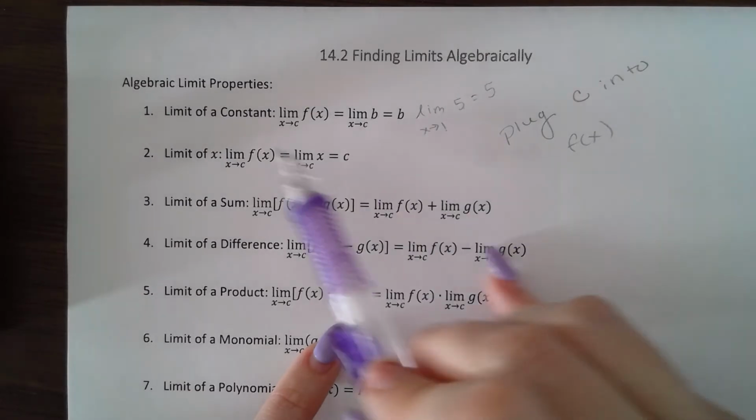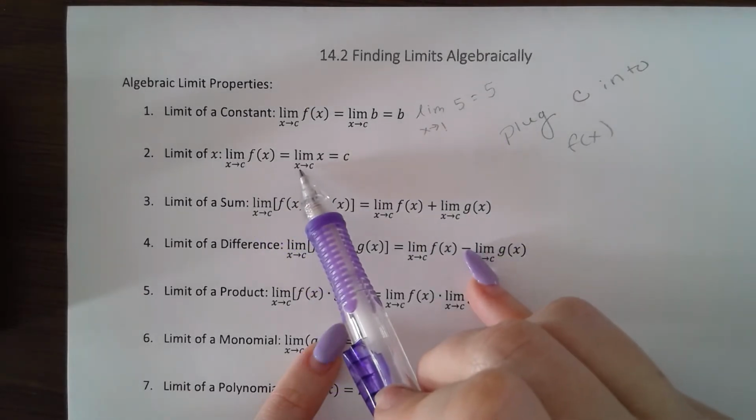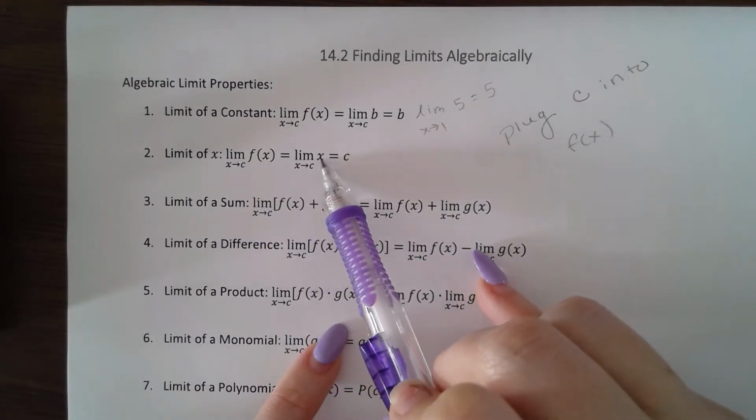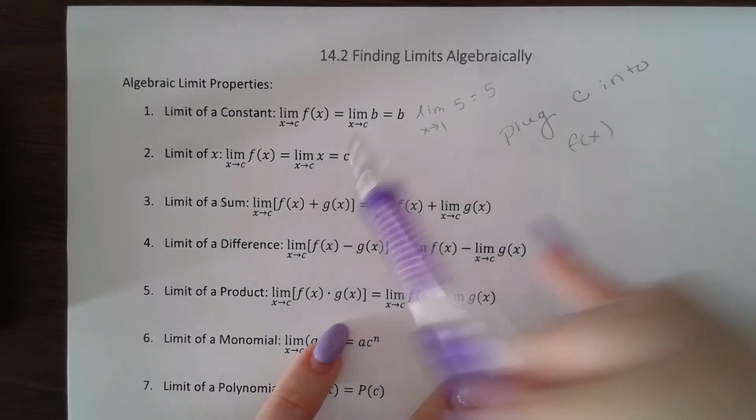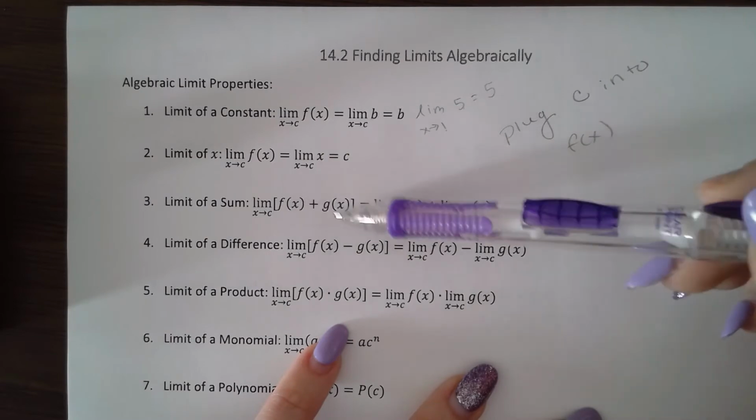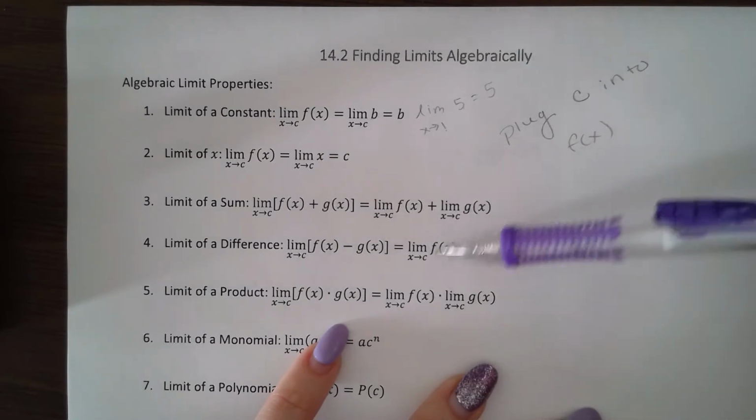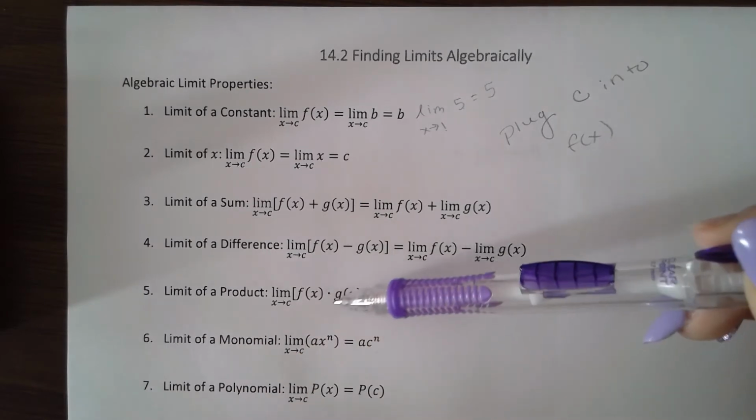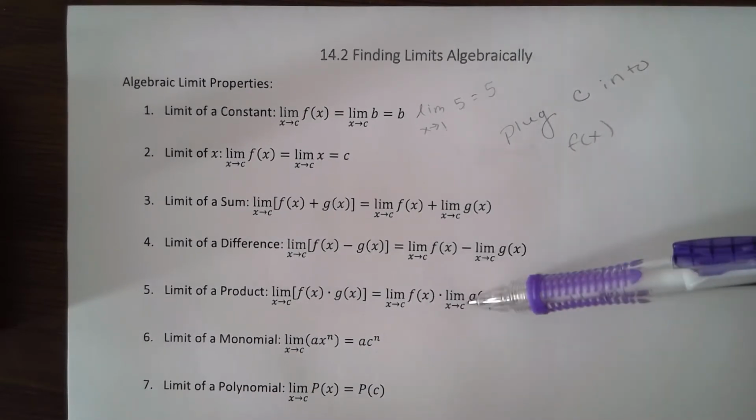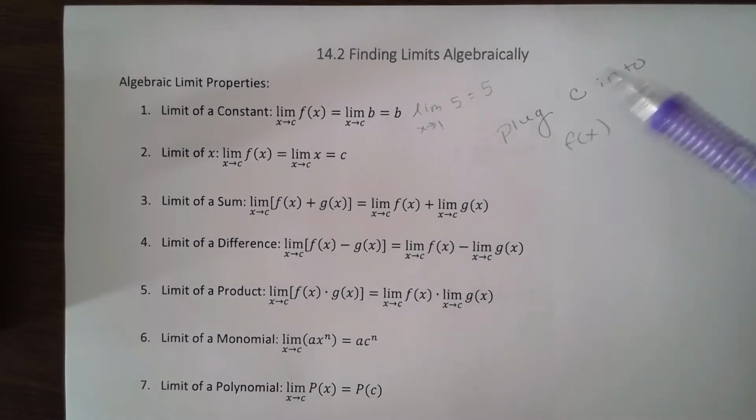This one is saying the limit as x is approaching c of just x. Well, if I plug c in for x, of course I'm going to get c out. This is just saying if we had a sum, we could split up the sums. We could split up the differences. We're not going to really do that. Same thing here. If it's multiplication, we could split it up. Really, we're just going to focus on plugging into f of x.